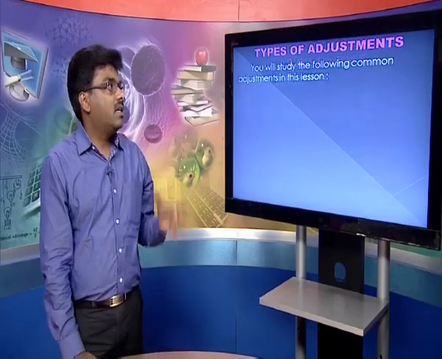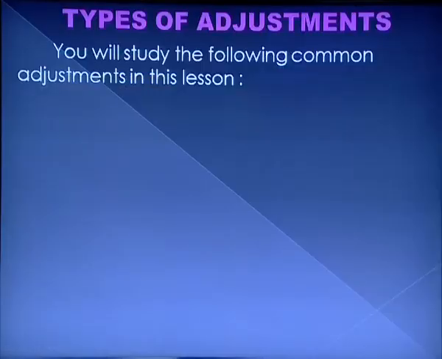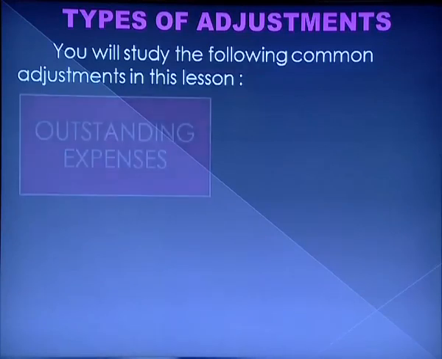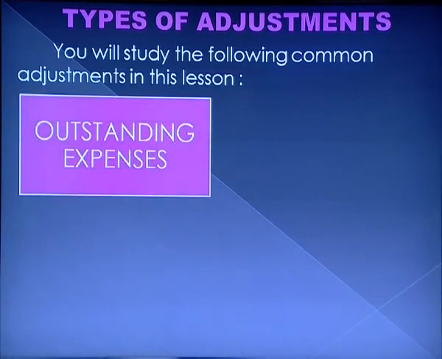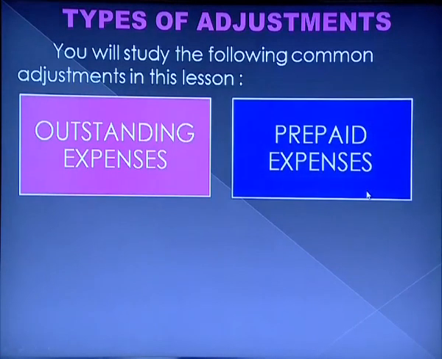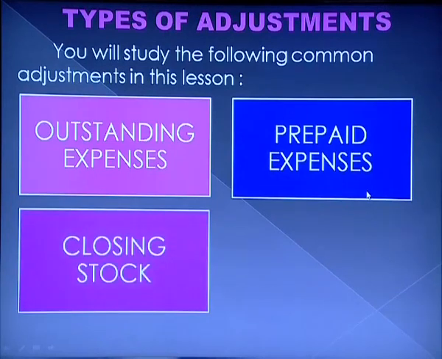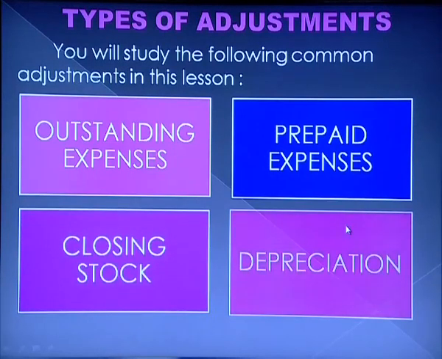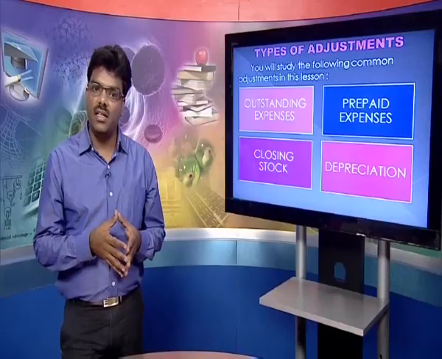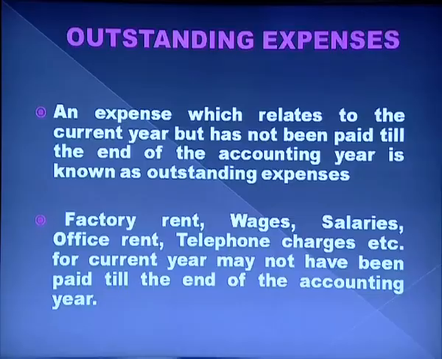The next is types of adjustments. Dear learners, you will study the following common adjustments in this lesson. First adjustment is outstanding expenses. Second adjustment is prepaid expenses. Third adjustment is closing stock, and fourth adjustment is depreciation. Only these 4 adjustments you have to study in this chapter. So, shall we start from outstanding expenses.